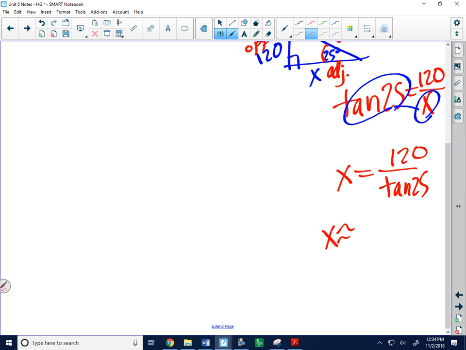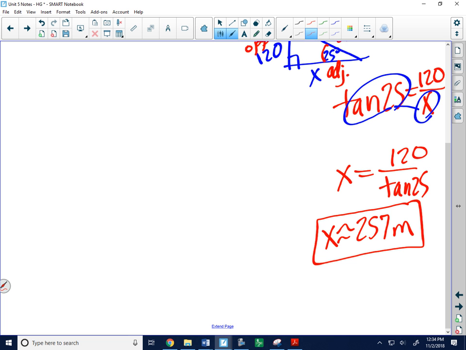None of these really say what to round to. You said 257 something? So let's just round to the nearest whole number on this one. About 257 meters.